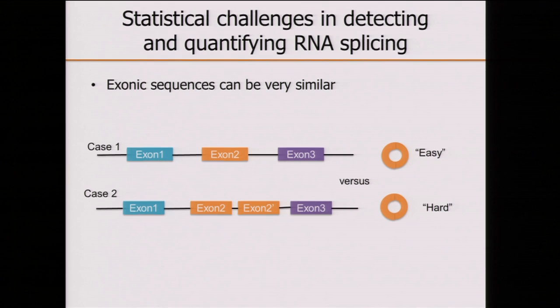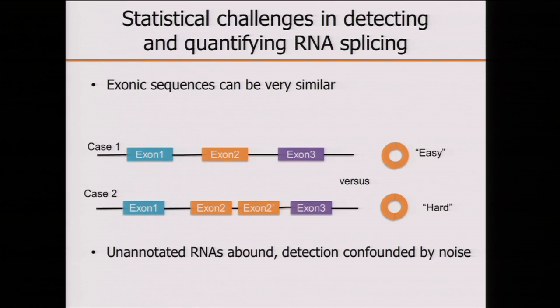So the fact is that a lot of unannotated RNAs abound, and until very recently, circular RNA was included in this. And the reason is that detection is confounded by noise. And so that's why statistical algorithms are really important to help us identify these unannotated RNAs. So over the last few years, several algorithms have been developed to detect circular RNA. And so I'm just going to step through the broad workflow that most of these follow.